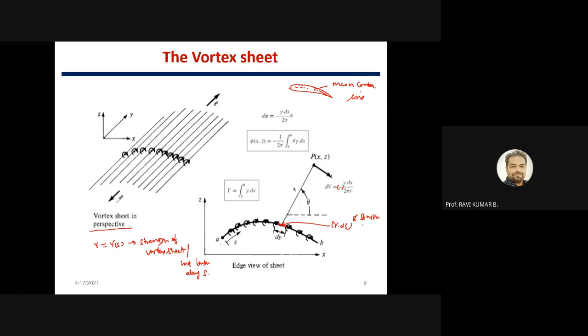Clear? Now, what is the total velocity at this point? You have to integrate this from A to B, put the limits from A to B, and you can get the net induced velocity at this point. If somebody is asking you what is the net circulation of this vortex sheet, then you have to integrate this gamma ds from A to B. If you integrate gamma ds between A and B, you will get the net circulation of this vortex sheet. This is the net circulation.